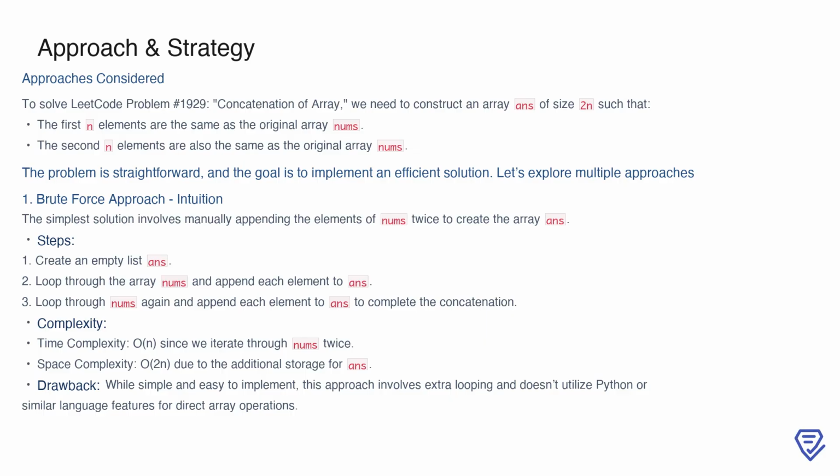One possible approach is the brute force method. With this approach, we start by creating an empty list called ans. Then, we loop through the array nums twice: first, to append all its elements to ans, and then to repeat the same process for the second half. While this method is conceptually simple and gets the job done, it does involve some extra looping. In terms of complexity, the brute force approach takes O(n) time, since we iterate through nums twice, and O(2n) space to accommodate the new array. However, this method doesn't take full advantage of language-specific features, which could simplify and optimize the process further.